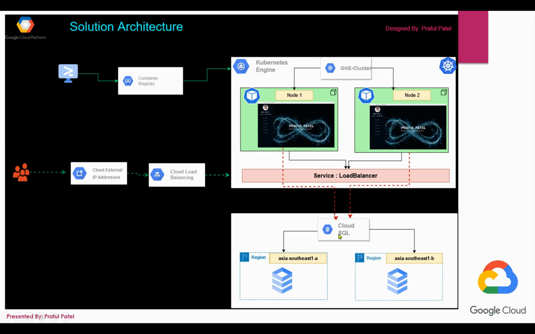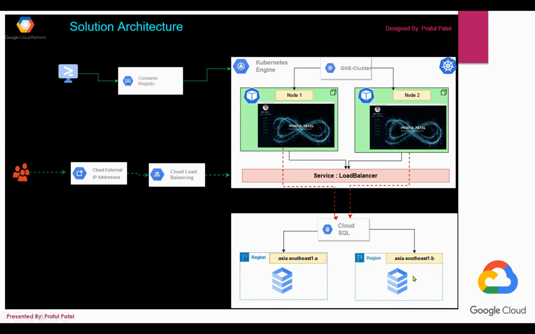There will be Cloud SQL databases deployed inside this Google Cloud environment, and it will be a multi-region, highly available environment, because we have to test the failover as well. The application should be highly available all the time, with zero single point of failure. For that, we are taking two different zones here, as can be seen: Asia Southeast 1A and Asia Southeast 1B.